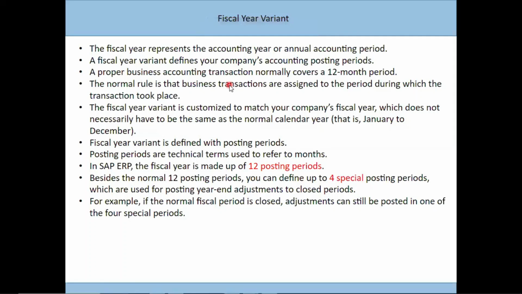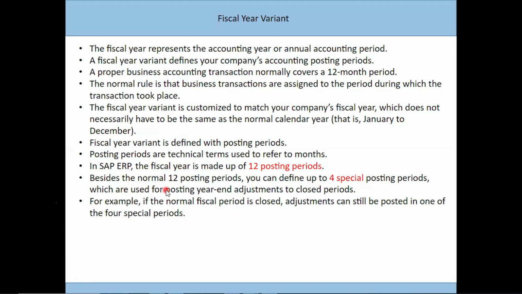You can see here fiscal year variant, right? Okay. So let us see what is actually a fiscal year and fiscal year variant. A fiscal year is a financial year. For India, it can be April to March, and for European or other countries, it may be the calendar year, January to December, right? So basically, fiscal year represents the accounting year or annual accounting periods.